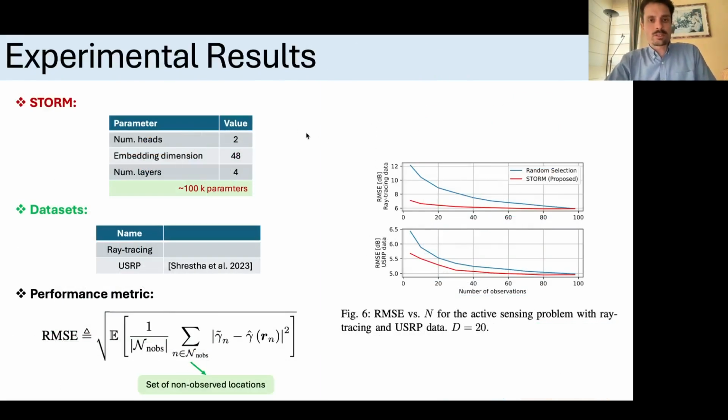And experimental results reveal that this approach is quite promising. We see that the error that we get with this scheme is significantly lower than the error that we would get by just choosing a candidate location uniformly at random.